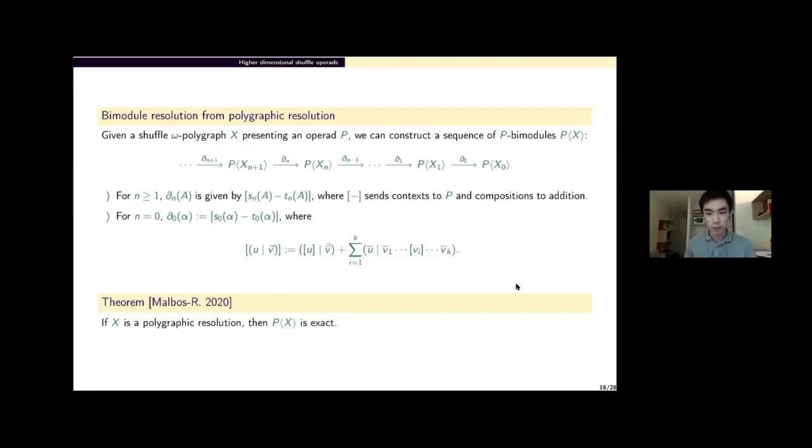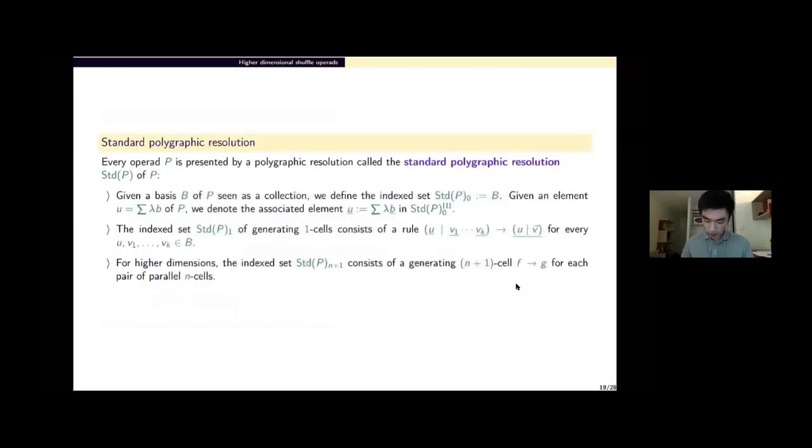So what this means is if X is acyclic, then P bracket X is acyclic. This result isn't really new. It has already been done for monoids and higher categories, but we just did it in the context of operads. We have a standard polygraphic resolution, just to show that one exists, where the generating 0-cells are a basis of P seen as a collection. Then the generating 1-cells are just applying shuffle composition to these formal elements. And then in higher dimensions, we introduce a generating n+1 cell for any pair of parallel paths. So this ensures acyclicity. However, it's very large.